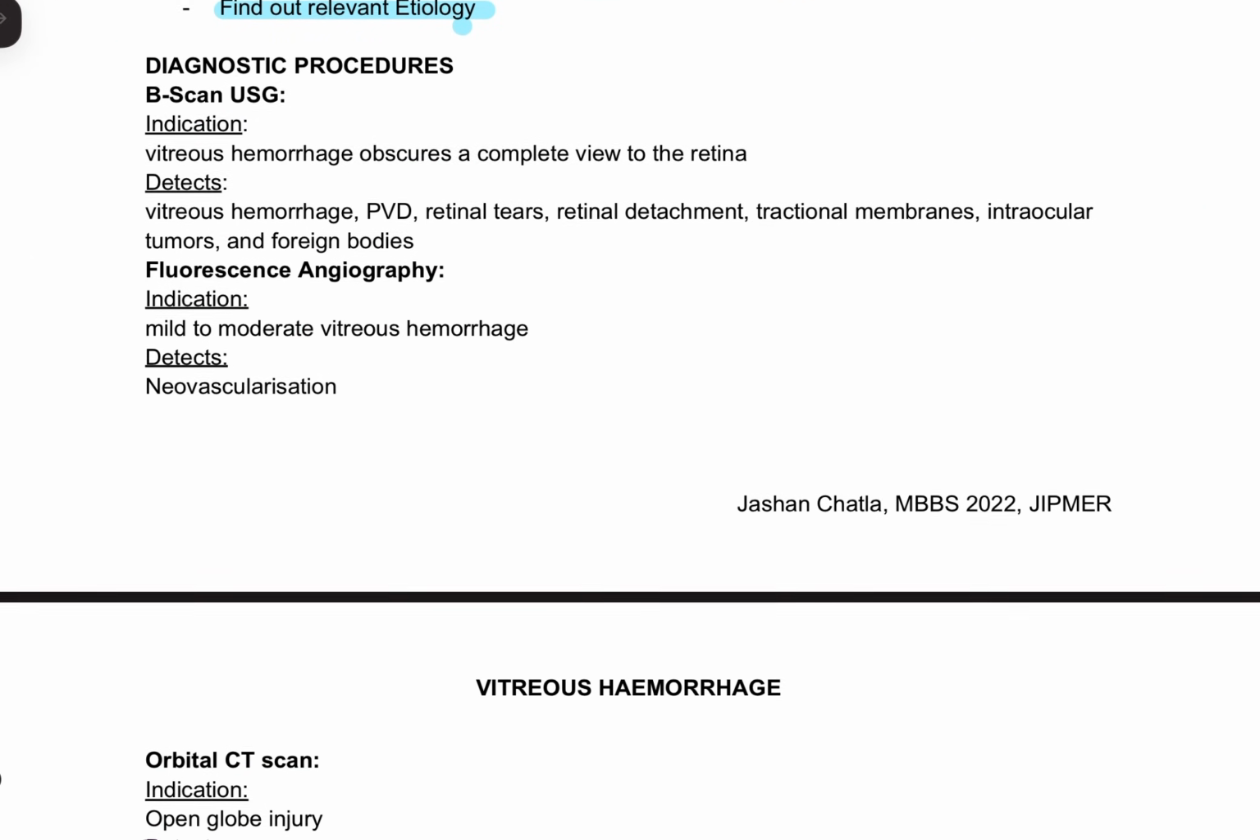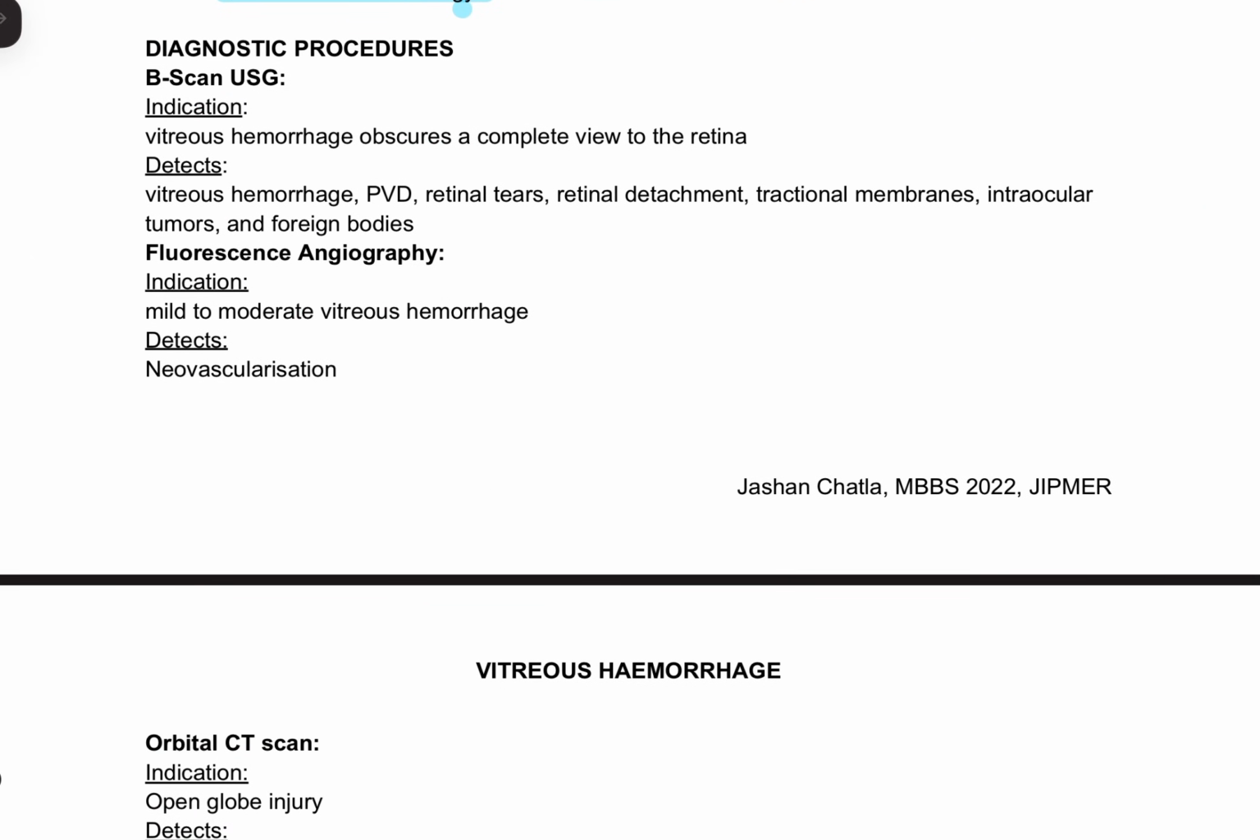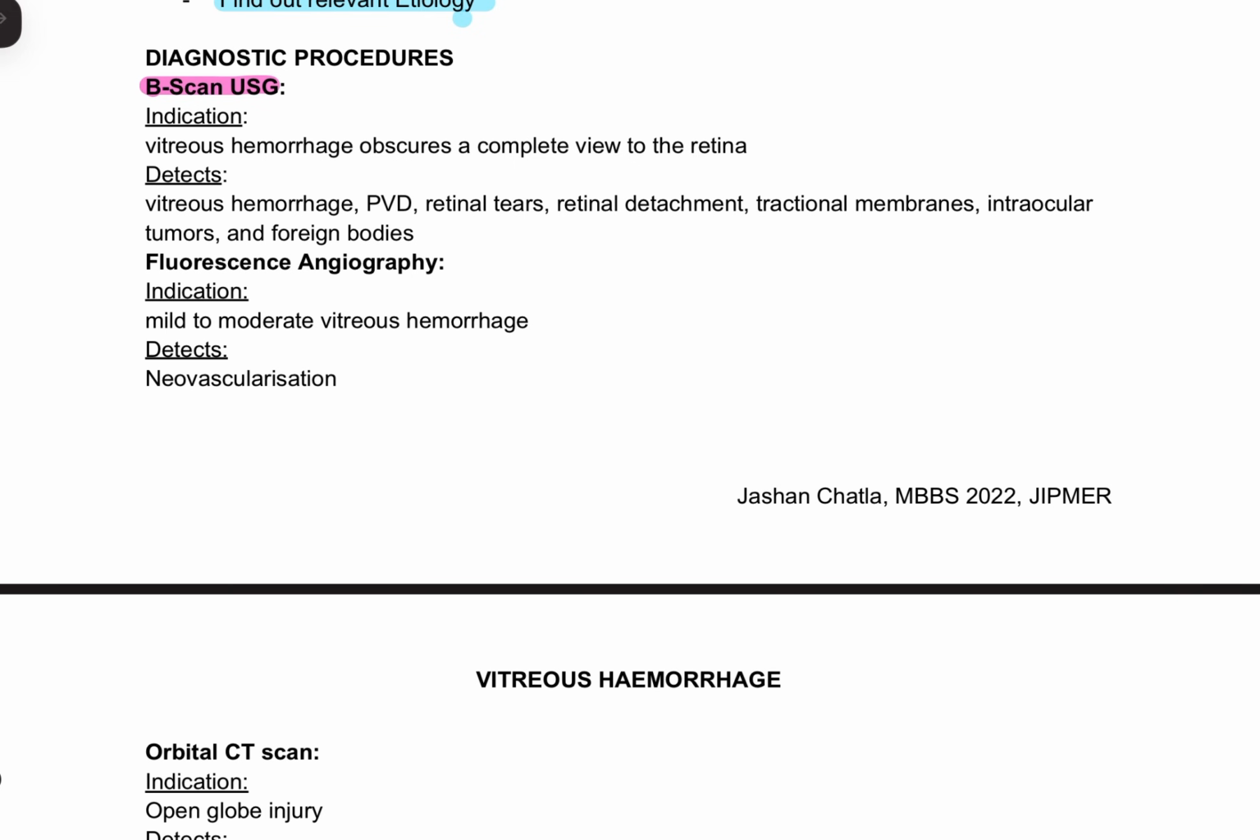Coming to the diagnostic procedures. Most important one is the B scan USG. What are the indications of B scan USG? Vitreous hemorrhage which obscures the complete view of the retina, that is your large vitreous hemorrhage. So what does this detect? It detects vitreous hemorrhage, posterior vitreous detachment, retinal tears, retinal detachment, any tractional membranes on the retina, intraocular tumors and foreign bodies. Everything will be detected by B scan USG.